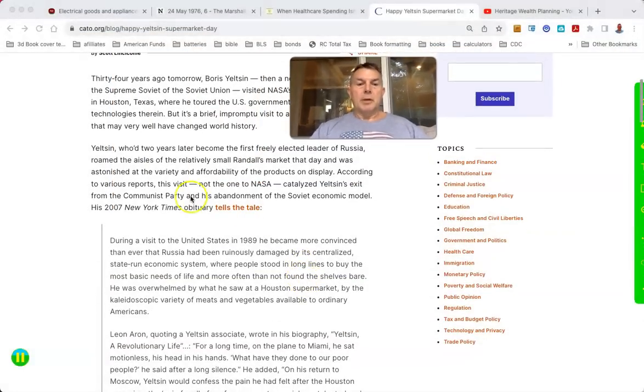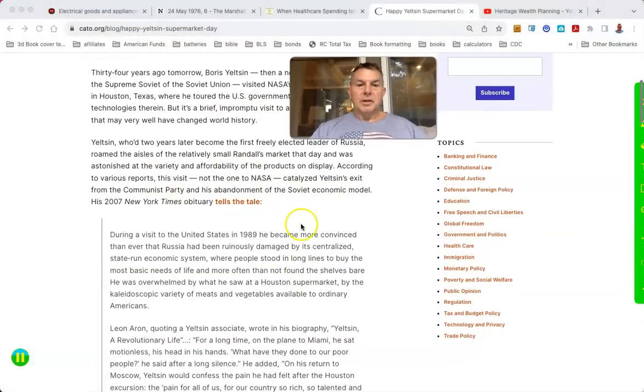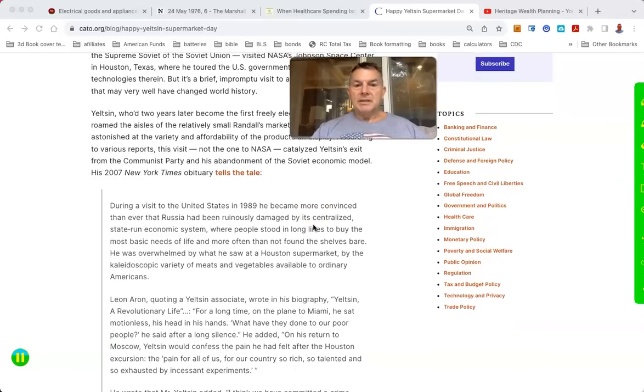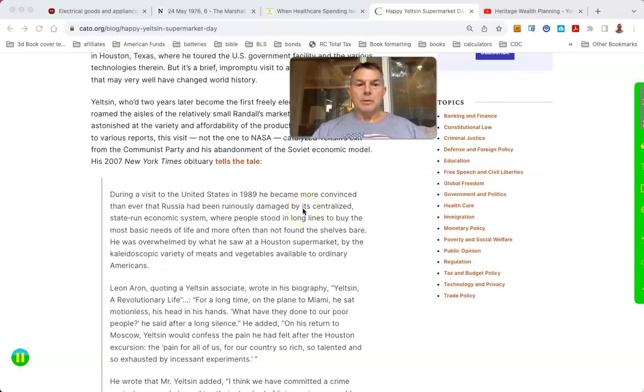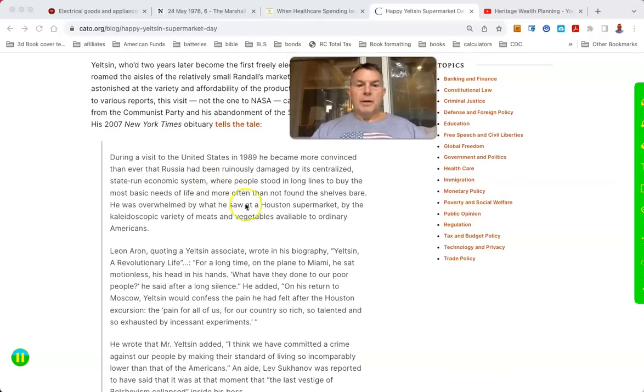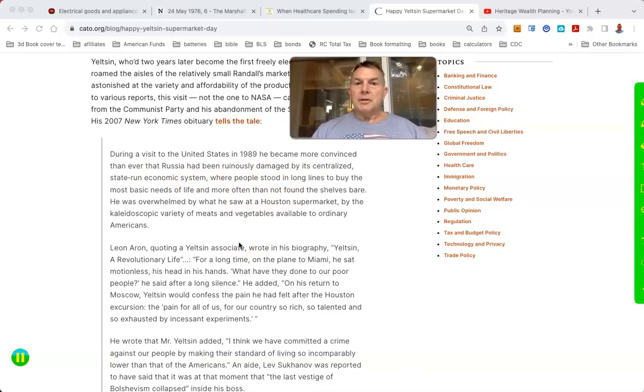All right. So anyway, according to various reports, this visit catalyzed Yeltsin's exit from the Communist Party and his abandonment of the Soviet economic models. So here's the New York Times, and the New York Times never lied to us. During a visit to the U.S., Yeltsin became more convinced than ever that Russia had been ruinously damaged by its communism, where people stood in long lines to buy the most basic needs of life and more often than not found the shelves bare.